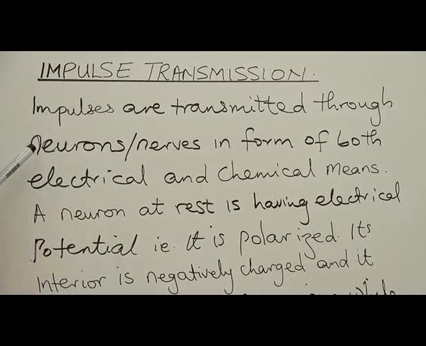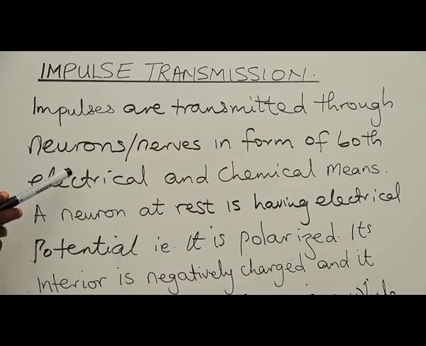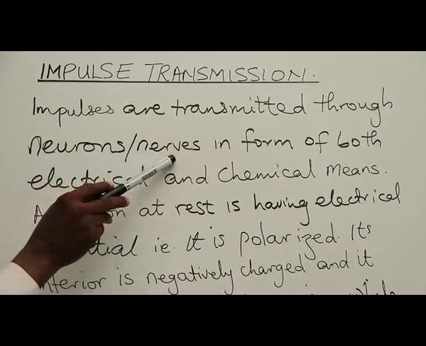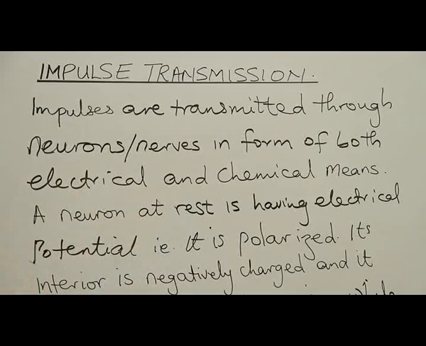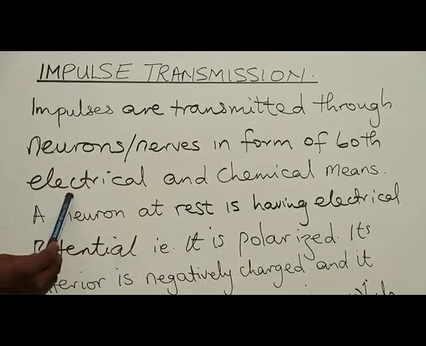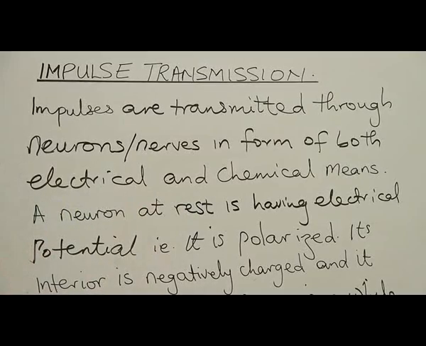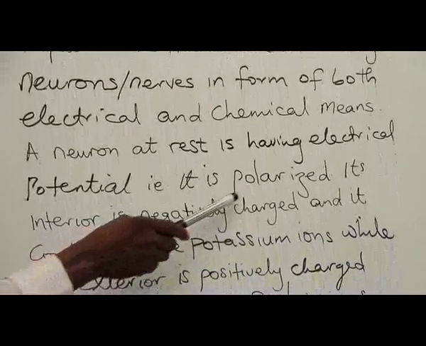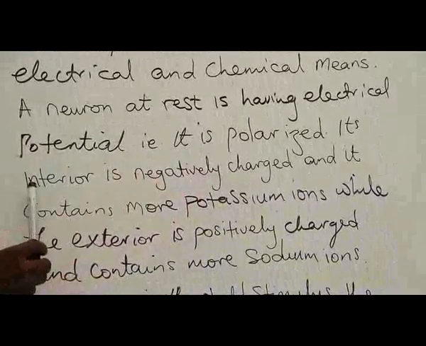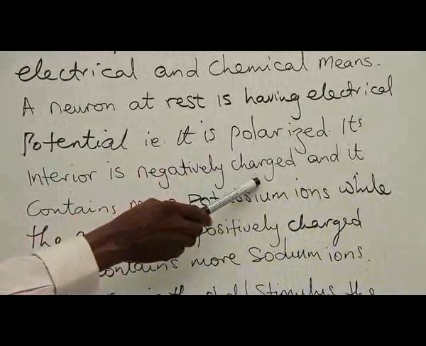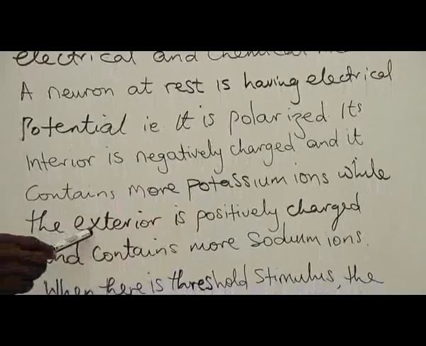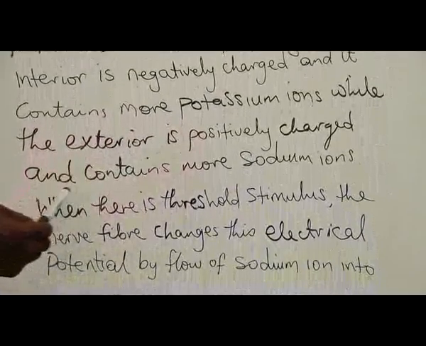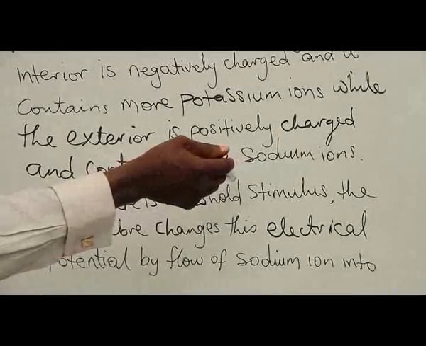The neuron is a unit of the nervous system. A bundle of neurons forms a nerve. So when a neuron is transmitting, it's the same thing as saying the nerve is also transmitting. And this transmission is by both electrical and chemical means. Now, a neuron at rest has electrical potential. That is, it is polarized, its interior being negatively charged, with potassium ions, while the exterior is positively charged with sodium ions outside.